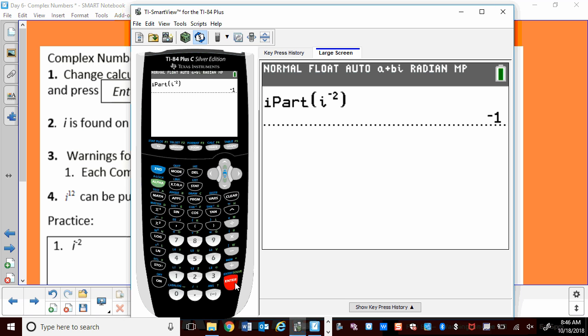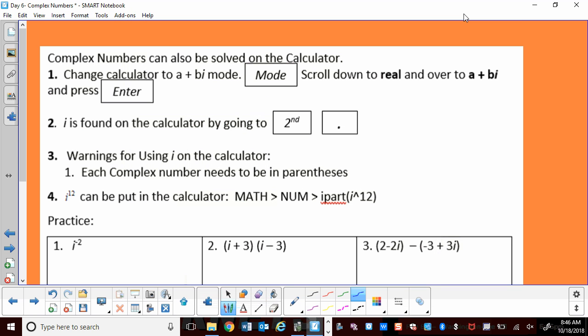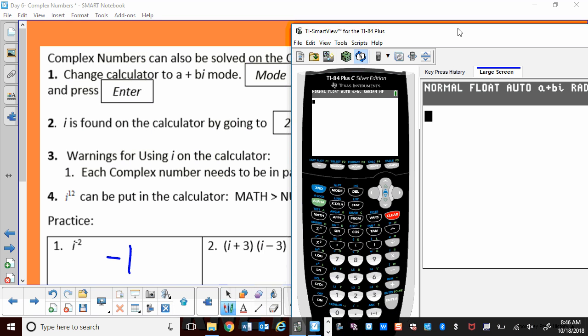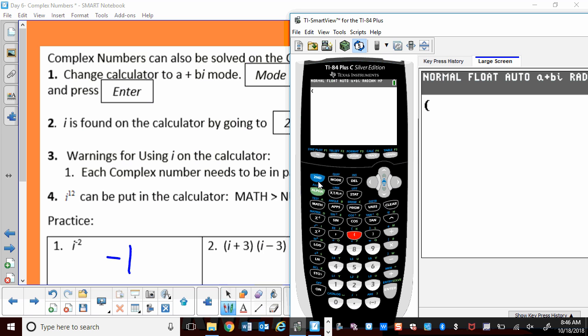All right, so we understand I part. -1. For number 2, we are typing in exactly what we see. That means everything in parentheses. So, what do I have? Parentheses, I plus 3, close parentheses, and then I minus 3. You guys get -10? You should get -10.